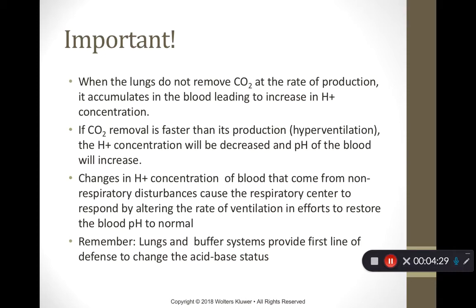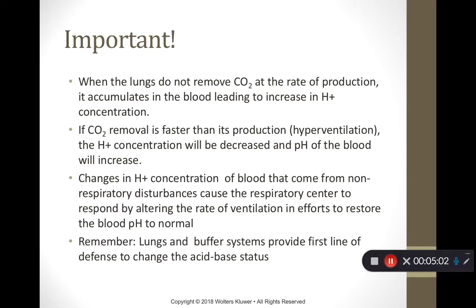So when the lungs do not happen to remove carbon dioxide at the rate that it is being produced, it will accumulate in the blood and it would lead to increased hydrogen concentration levels. If, however, CO2 removal is faster than its production, right? When there is hyperventilation, so it's like you're breathing out CO2, then hydrogen concentration will be decreased and the pH of the blood will be increased.